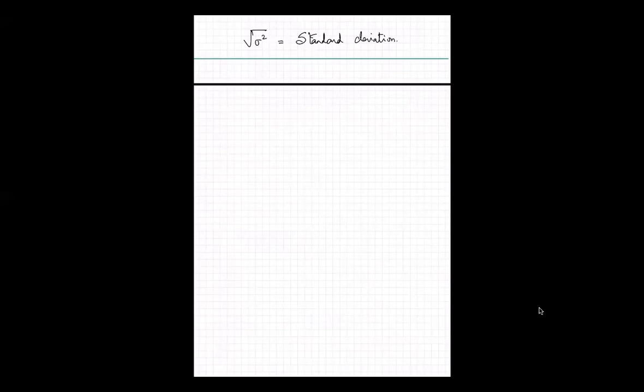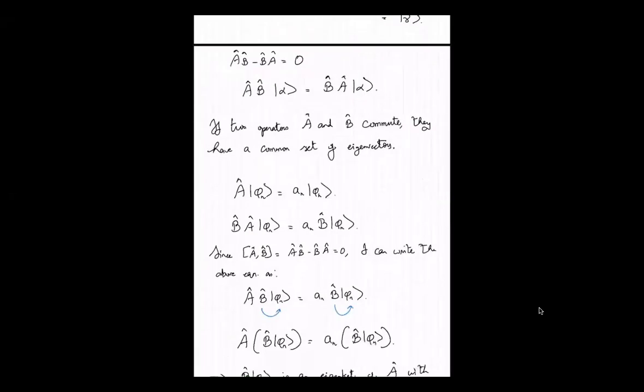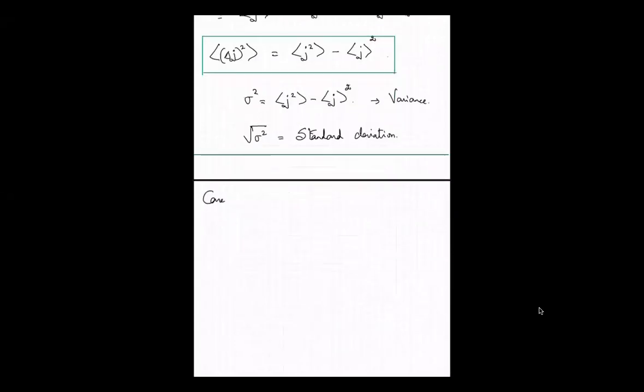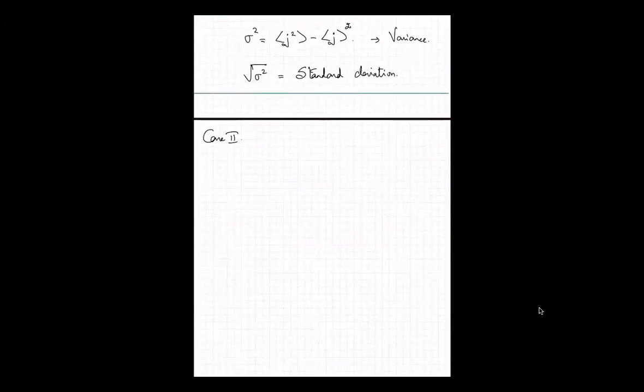So, case 2, the two operators A and B do not commute, which means the commutator of A and B is not equal to 0 and they don't have a common set of eigenkets. So what do we do then?